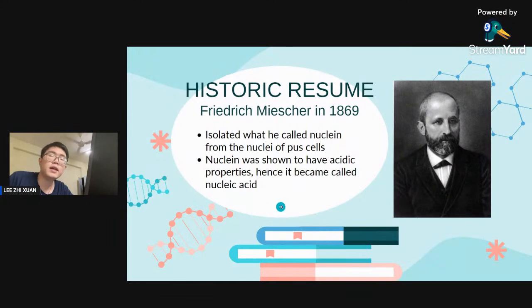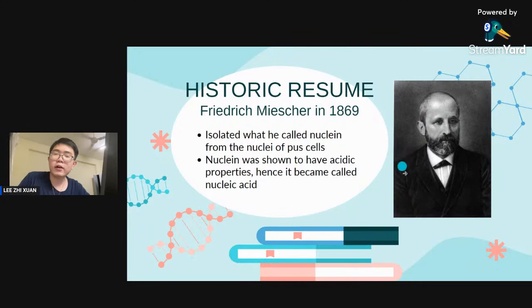So who found the nucleic acid? This scientist was the first person in the world who found the nucleic acid structure. The name is Friedrich Miescher, in 1869. This is just the history, actually you don't need to know.